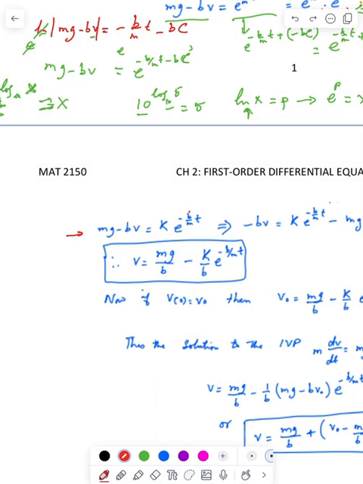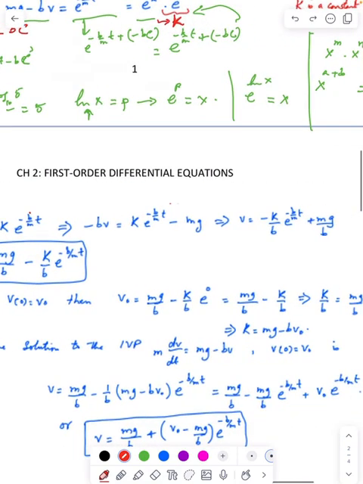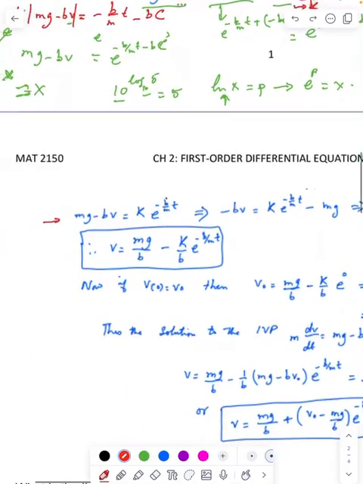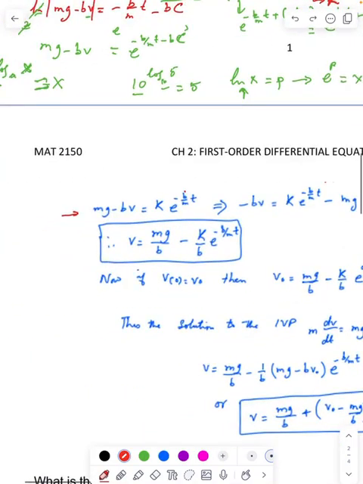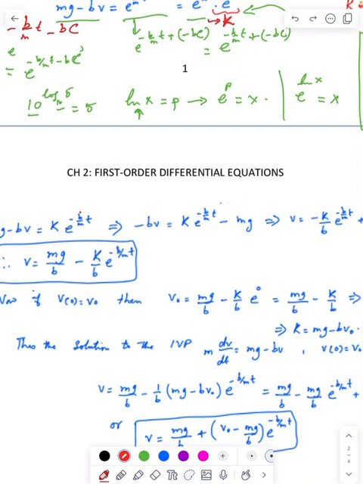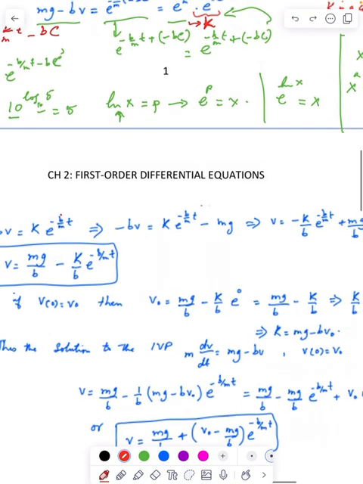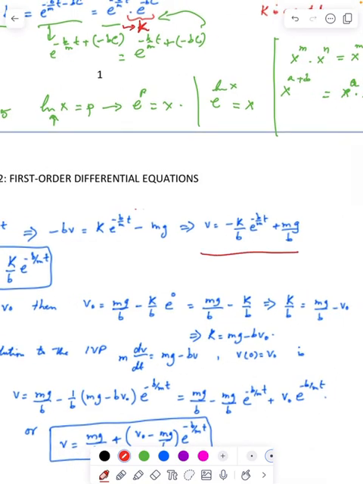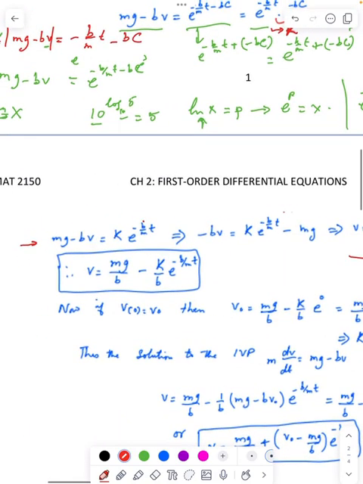So the first thing is we subtract mg from both sides. So on the left side we have minus bv, and on the right side we have K e to the minus k over mt, and then we are getting the minus mg term from the left side. So next thing is we divide by negative b, and we end up getting this equation. So this is our v. This is the equation for v.